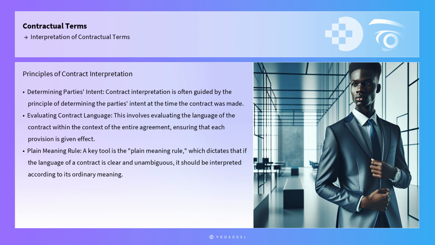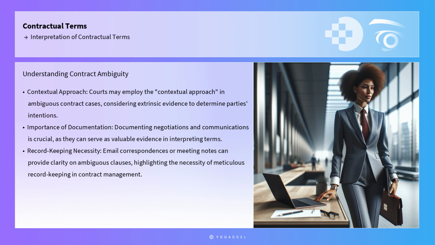A key tool in this process is the plain meaning rule, which dictates that if the language of a contract is clear and unambiguous, it should be interpreted according to its ordinary meaning. This rule is foundational in avoiding unnecessary litigation by providing a straightforward approach to interpretation. However, contracts are not always clear-cut, and ambiguity can arise.